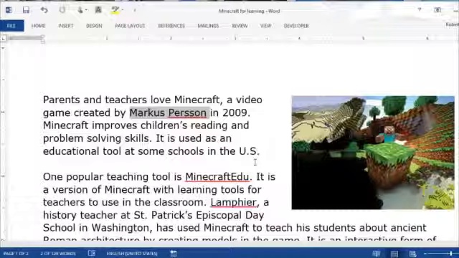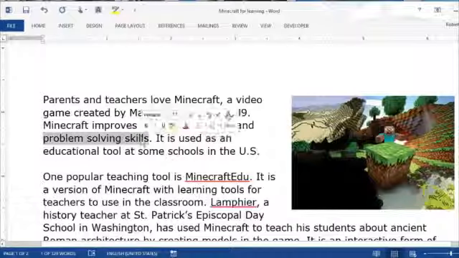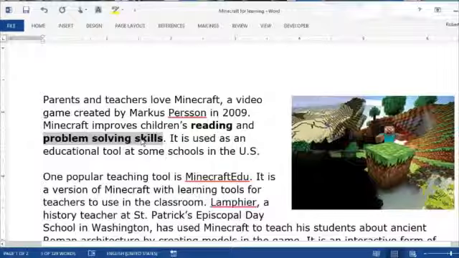Okay, and the reason that parents really like this game is because it helps with reading and it helps with problem solving skills. So, students, have you ever played this game and did it help your reading? If it did, please leave a message.